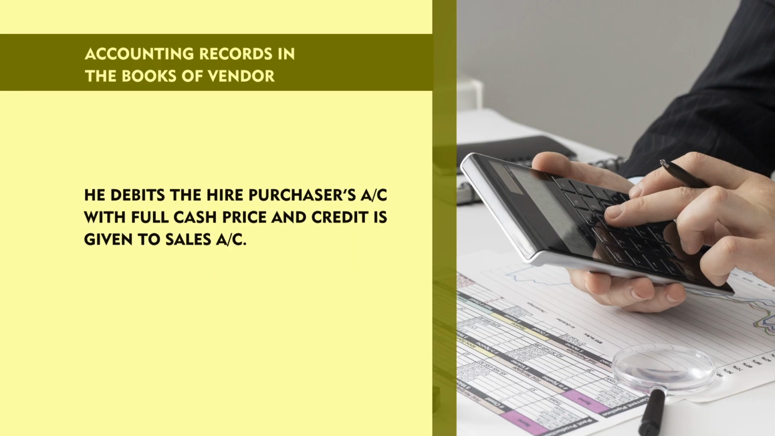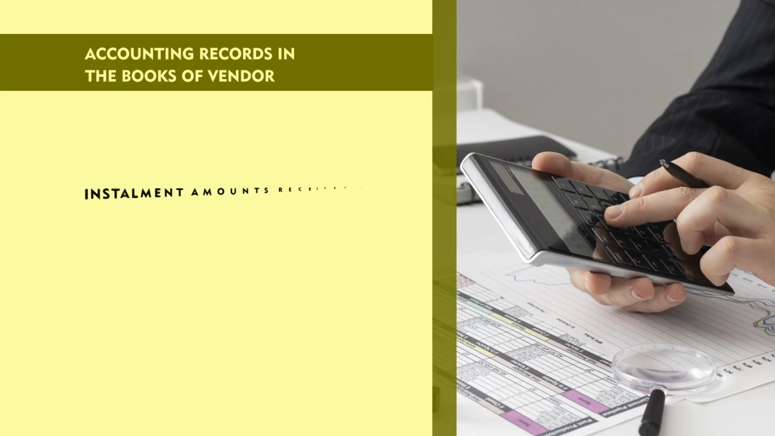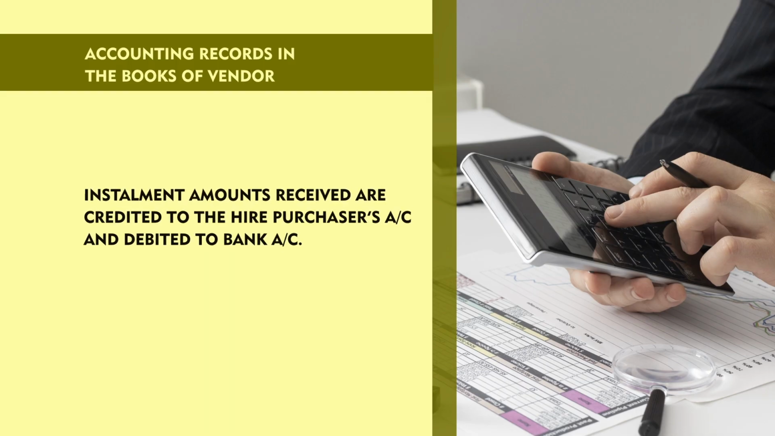He debits the hire purchaser account with the full cash price and credit is given to the sales account. So, the entry would be hire purchaser account debit to sales. The interest amount is debited to the hire purchaser account as and when the installments become due. It is very simple. Installment amounts received are credited to the hire purchaser account. So, the entry would be cash account or bank account debit to hire purchaser.